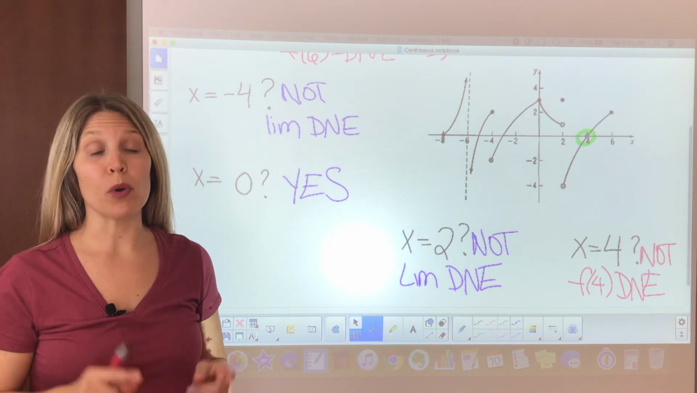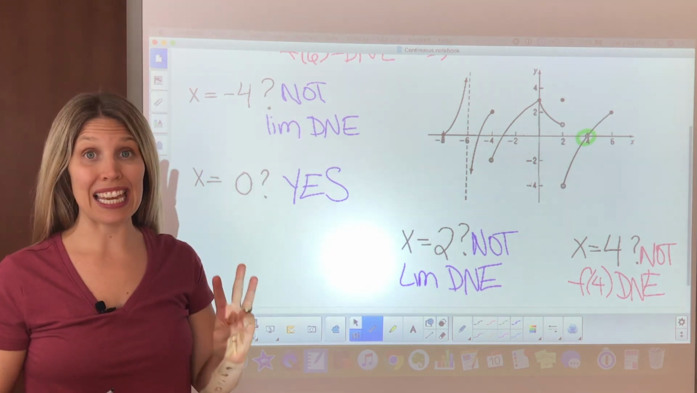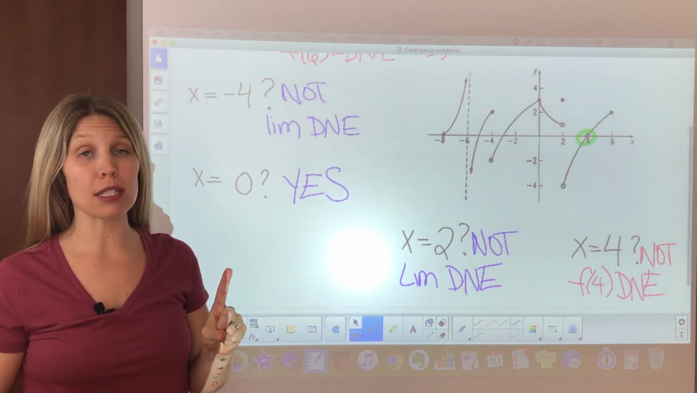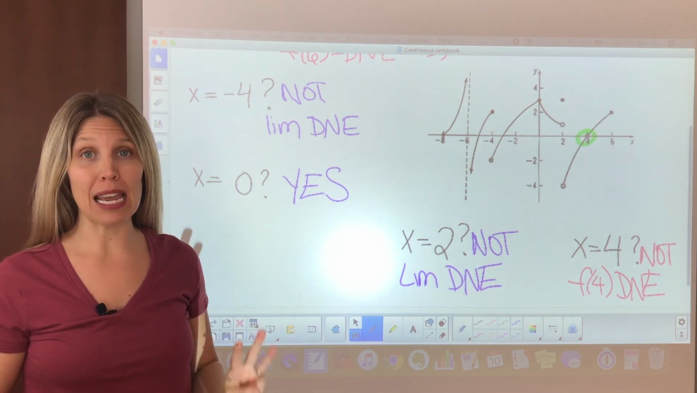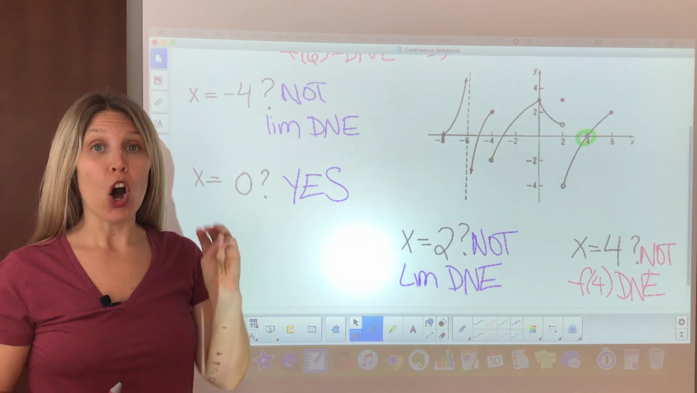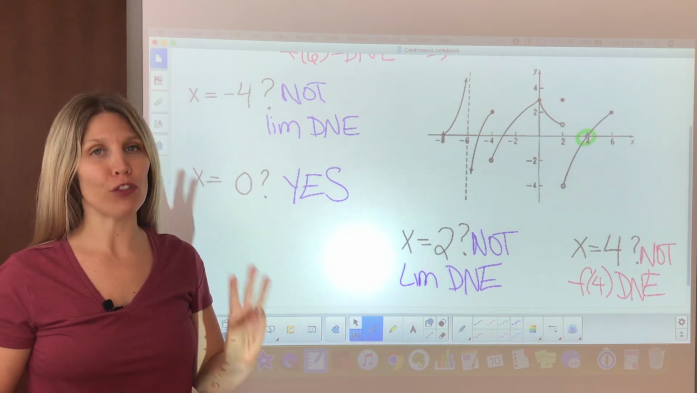So just remember, with continuity, you have to check 3 things. Does the value of the function exist? Does the limit of the function exist? And are they the same y value? All 3 conditions must be met for a function to be continuous.